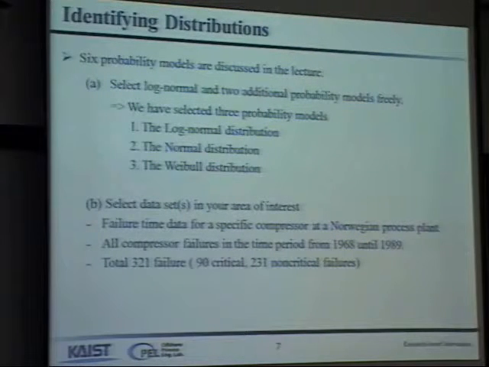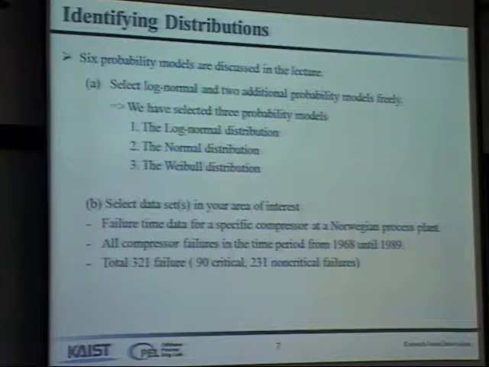Now that we have covered solving example 2.6, let's move on to identifying distribution. We have selected 3 probability models: log normal distribution, normal distribution, and Weibull distribution. We selected a data set of failure time data for a specific compressor at a Norwegian process plant. All compressor failures in the time period from 1968 until 1989 have been recorded.